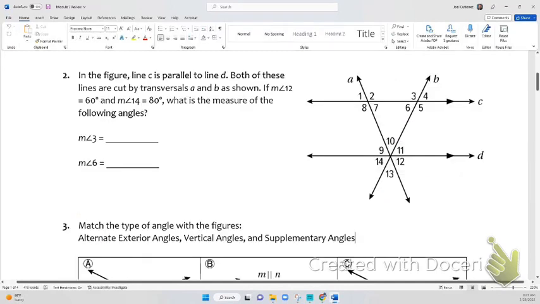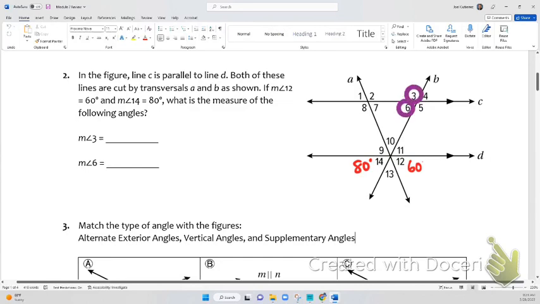Okay, so for number 2, there's a lot of different ways of answering this. This is the way I would do it, completely up to you, whether you want to follow this method or do your own. It says in the figure, line C is parallel to line D. Both of these lines are cut by a transversal. If the measure of angle 12 is 60, so here's 60 here, and the measure of angle 14 is 80, so this one is 80 here. They want to know what is the measure of 3 and 6. So we are looking at 3 over here, 6 over here.